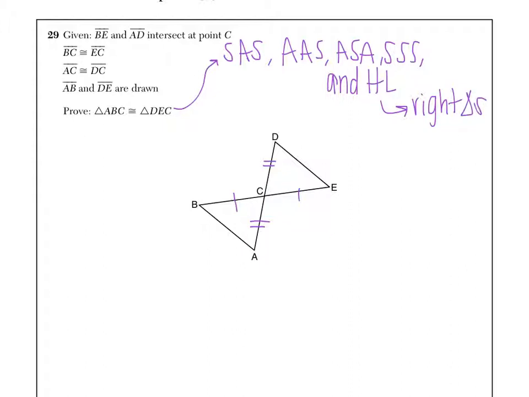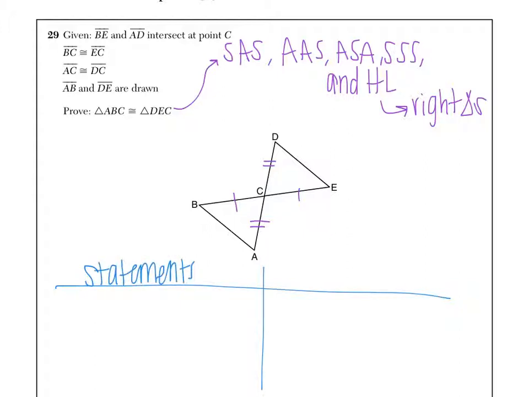So what we're going to do is start our T-chart proof, where the left side is for statements, and the right side is for reasons. So number 1, first statement, first reason always comes from the given.